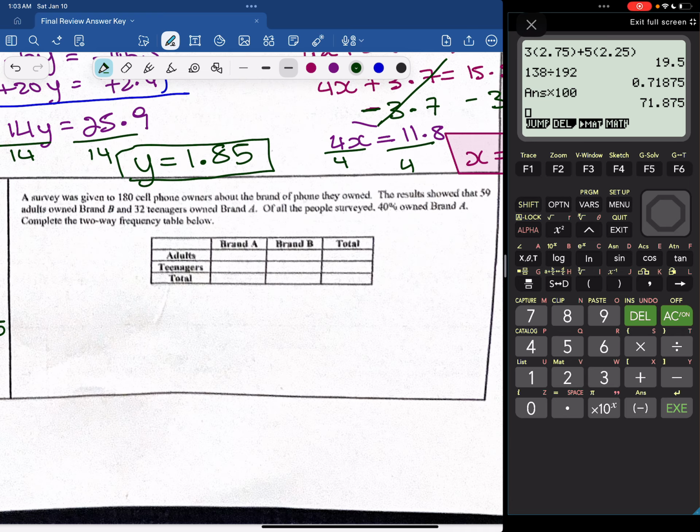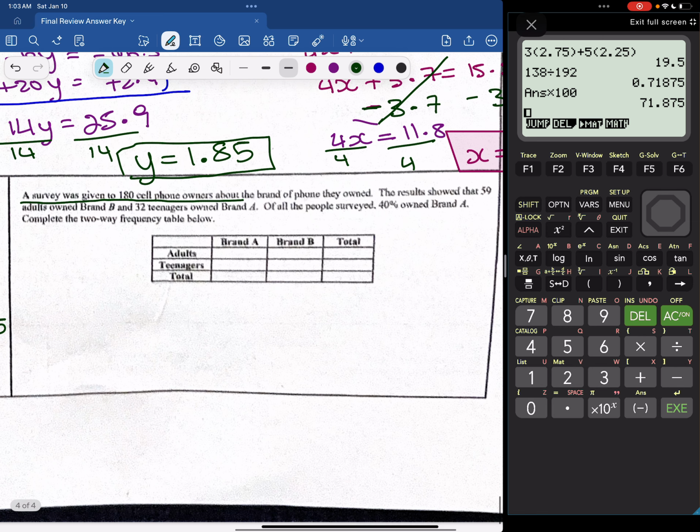In the first sentence, we are told that the survey was given to 180 cell phone owners. So that tells us that the total population, or the total number of people that were in the survey, is 180. So that value would go in the total column of our table. So that 180 would go right here, right? And this is representing the total number of individuals in this survey.